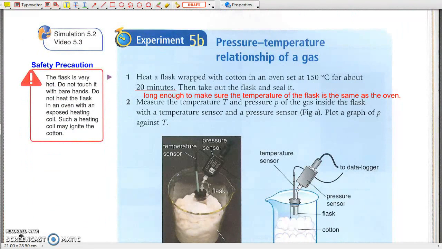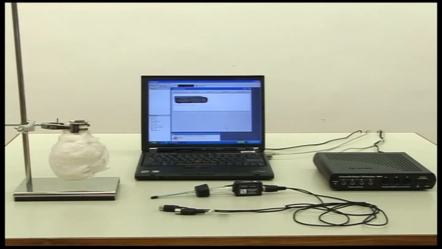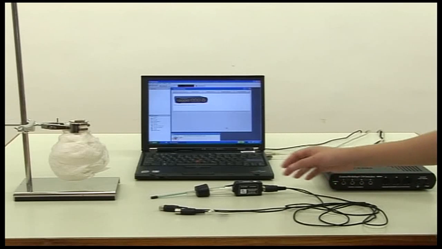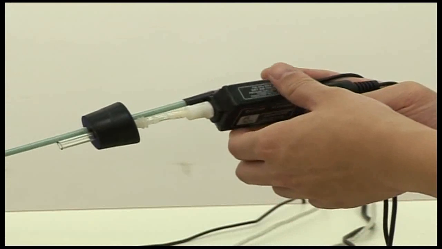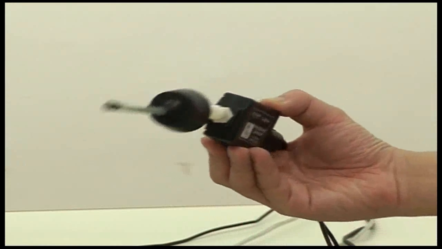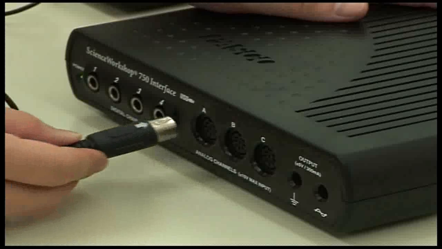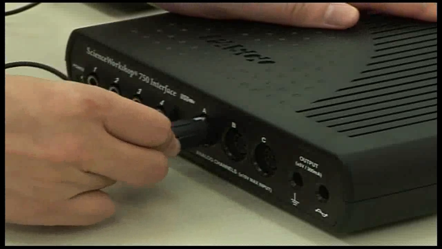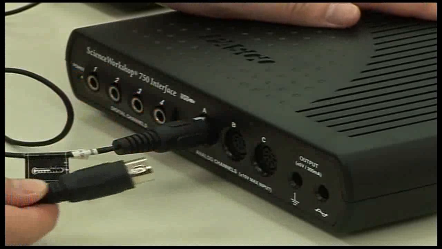Experiment 5B. Pressure-temperature relationship of a gas. This experiment aims to find out the relationship between pressure and temperature of a fixed mass of gas at a constant volume. Plug a pressure sensor and temperature sensor into the holes of the stopper. Then, connect the sensors to a data logger interface.